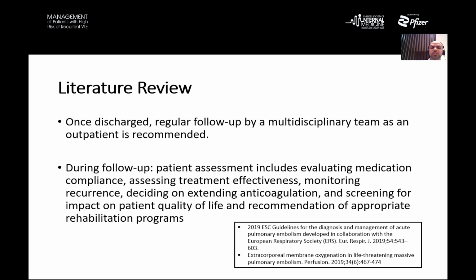Once the patient is discharged, regular follow-up by a multidisciplinary team is advised for better input to the patient. And what is needed during follow-up is regular assessment for evaluation of medication compliance. You have to assess the treatment effectiveness as well, monitor recurrence, decide on extending the anticoagulation, screen for impact on the patient's quality of life, and recommend an appropriate rehabilitation program as we did for our patient.